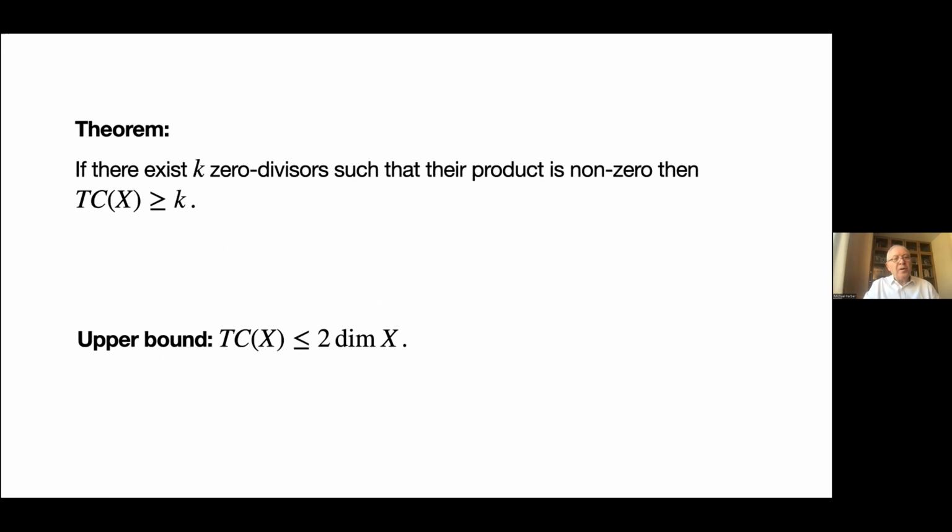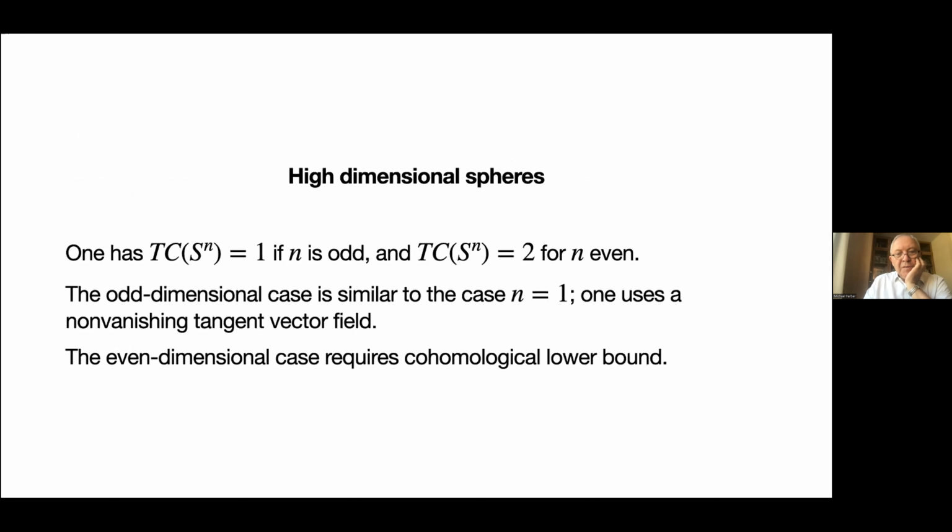So this theorem, which gives a lower bound for the TC, states that if there exist k zero divisors such that the product is non-zero, then TC of X is k or higher, it cannot be smaller than k. So if we use this theorem, we can easily show that TC of an even dimensional sphere cannot be smaller than 2. So it is 2.